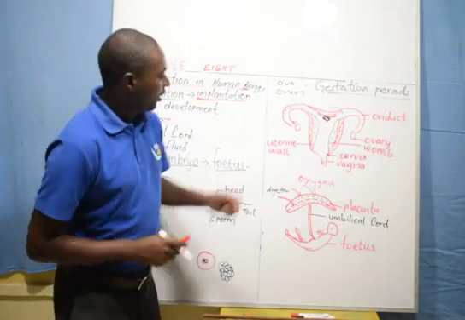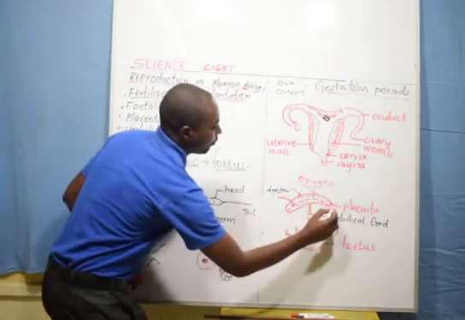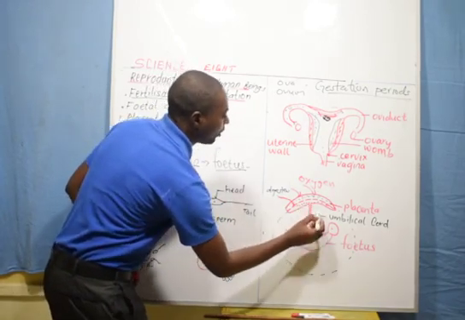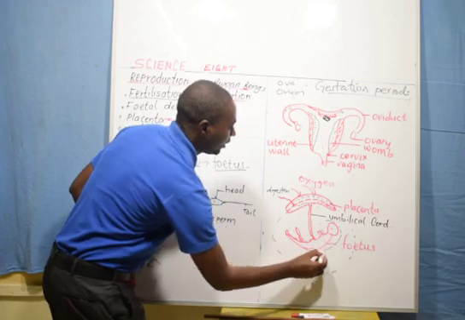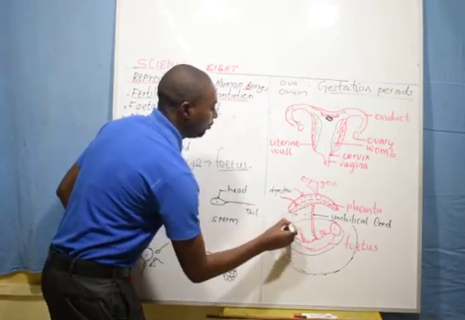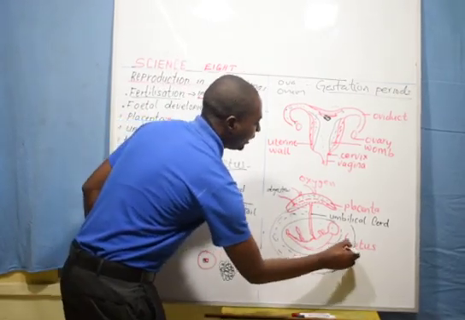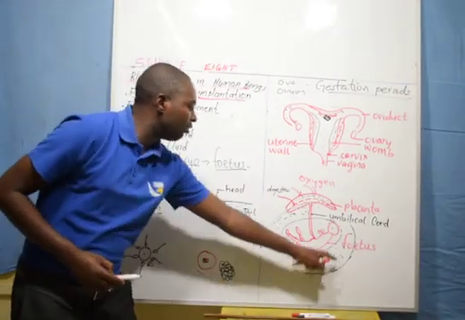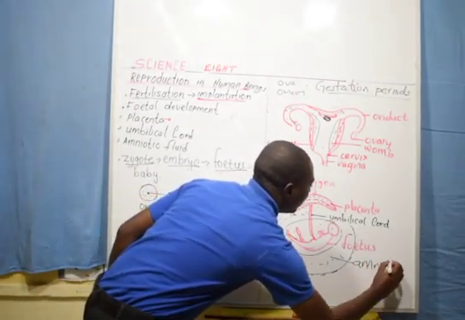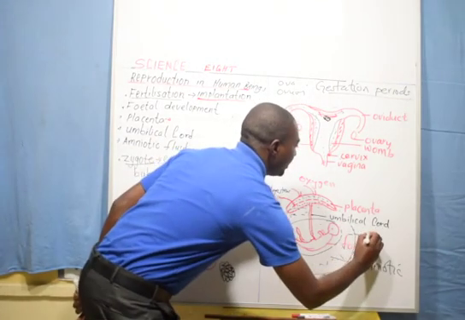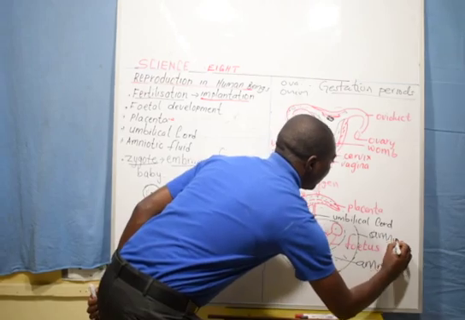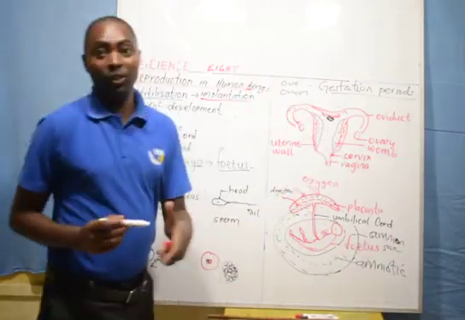Then the baby does not only have the placenta. Surrounding the fetus, there is another bag that looks this way. It has 2 parts, that way and this way. There is a fluid in between. The fluid that surrounds the fetus is known as the amniotic fluid, and the sac that holds it is known as the amnion sac. The amnion sac holds the amniotic fluid.